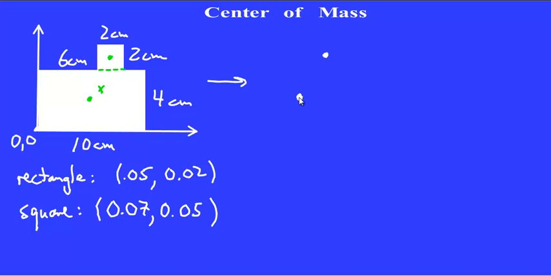The area of the rectangle is 6 times 4 is 24 square centimeters. And the square is 4 square centimeters. So one is 6 times the other. If we call this M2, then this is 6M2. We're going to use those, and you're going to see that they work out pretty well.